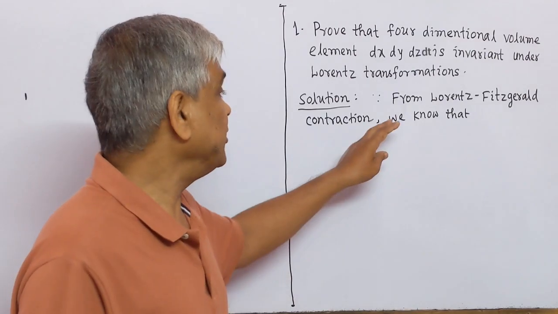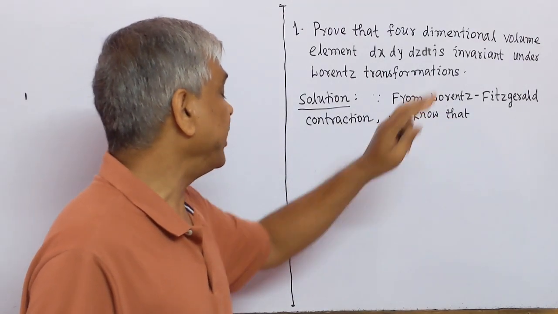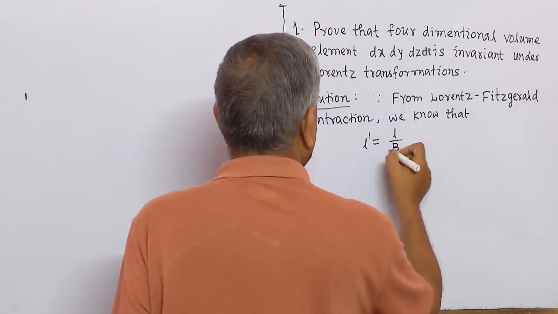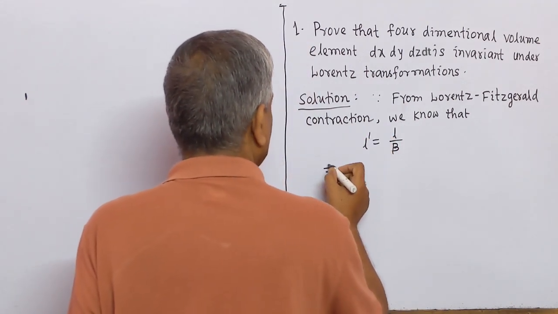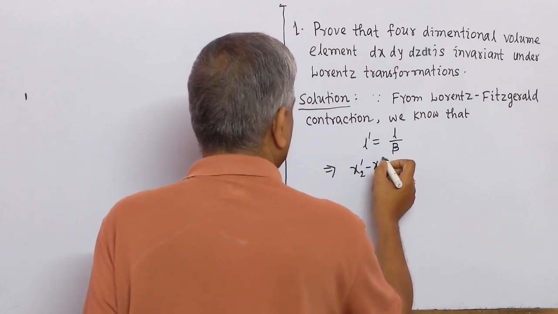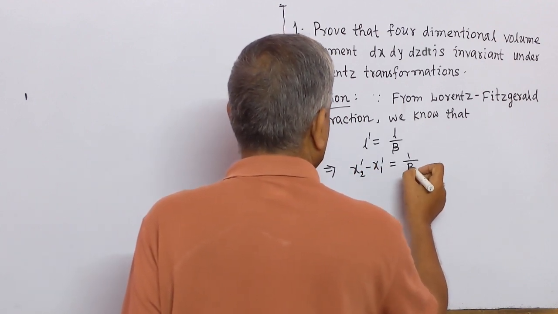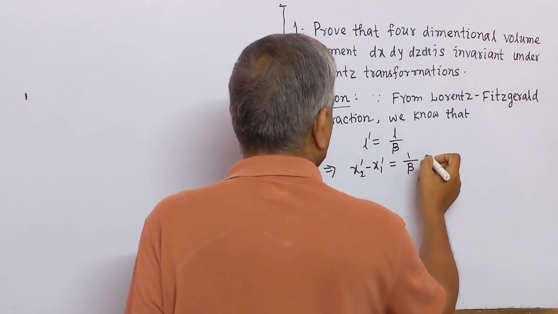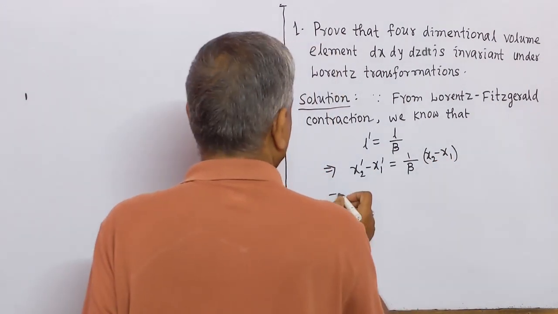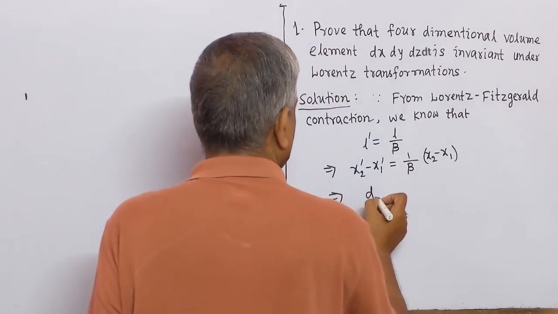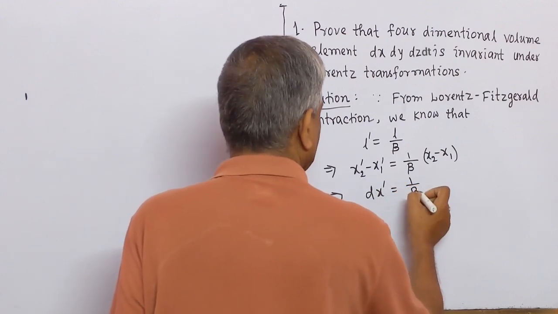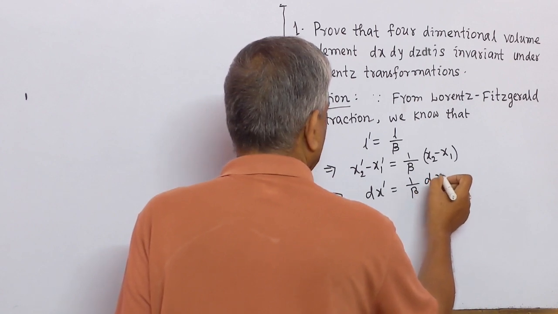Since from Lorentz contraction we know that L prime equals L by beta. L prime is x2 prime minus x1 prime, and L equals x2 minus x1, which implies that dx prime equals 1 by beta dx.